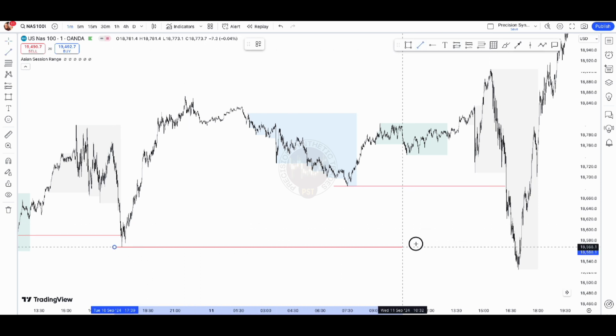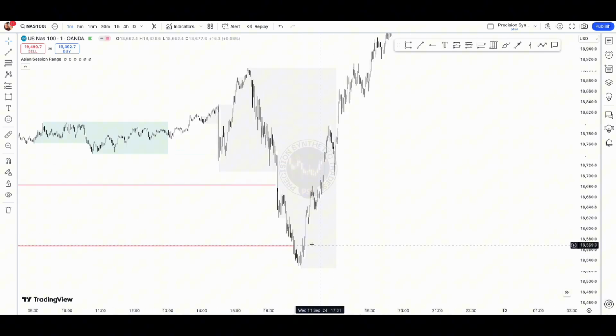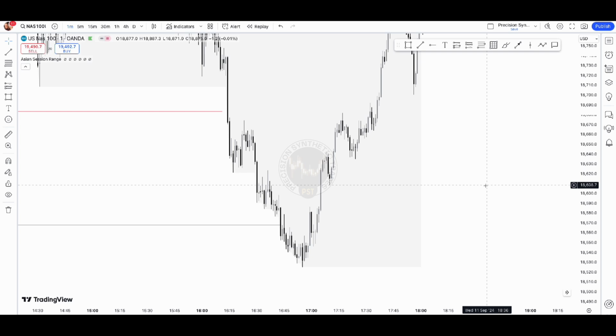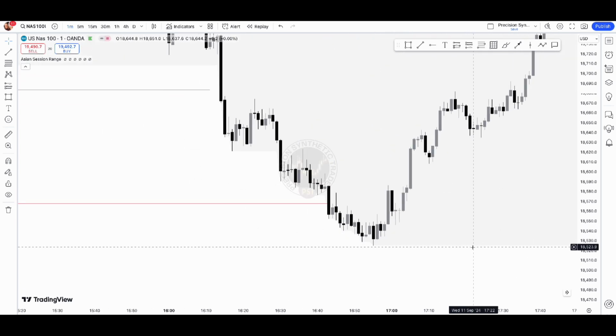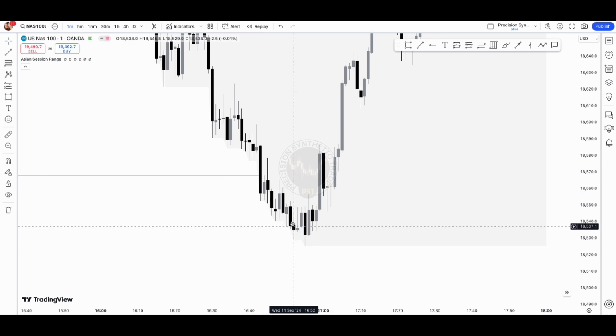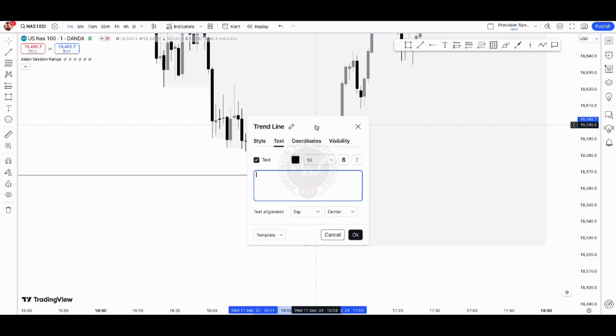This low was created here. So we took out the low, so we had a liquidity sweep. Let's just zoom in a little bit. We took out the liquidity sweep. This was the high that took out that liquidity sweep. So we can mark this as our market structure shift.